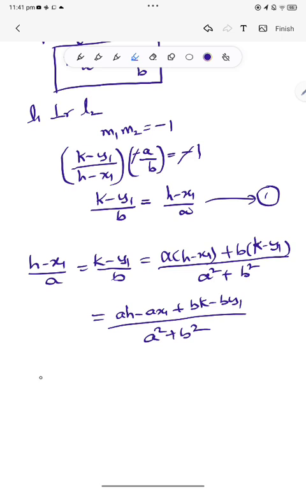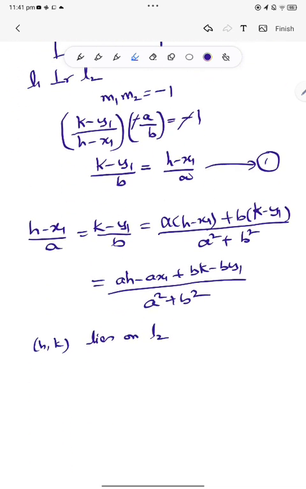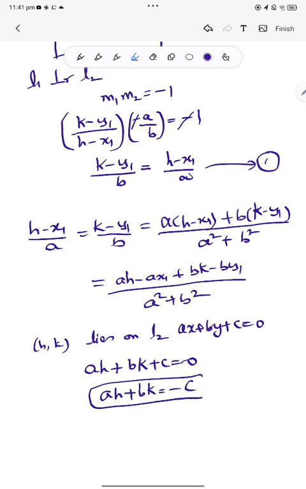In this step, we will write our (h, k). You can see in the figure, (h, k) lies on L2. Actually, (h, k) is my foot of perpendicular. It's lying on both L1 and L2. Since it is lying on L2, that is our equation ax + by + c = 0, in place of x and y we will substitute h and k. We'll get ah + bk + c = 0. So ah + bk, if I take c on that side, it becomes −c. So that we will substitute in this. Let us take it as equation 2.